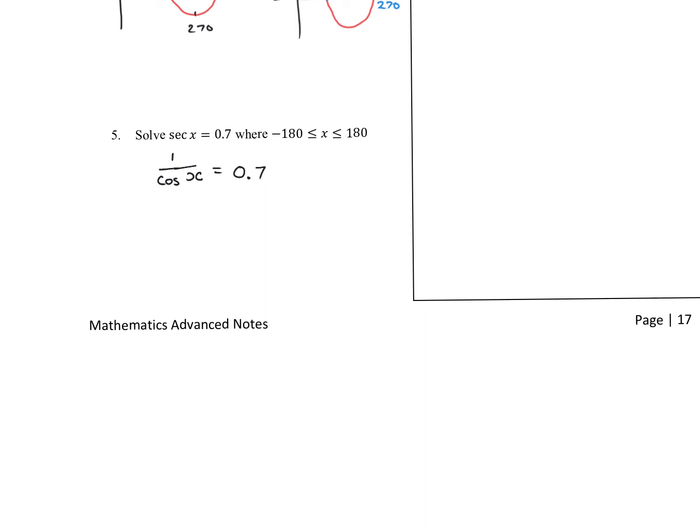What's the cos ratio? Adjacent over hypotenuse. If we write it as a fraction, 1 over cos x is equal to 7 over 10. It'll still work if you do 70 over 100. What do you think I might do next to solve this? Just flip them both. We don't really want cos on the bottom, so let's flip them both. Then we get cos x is equal to 10 over 7.